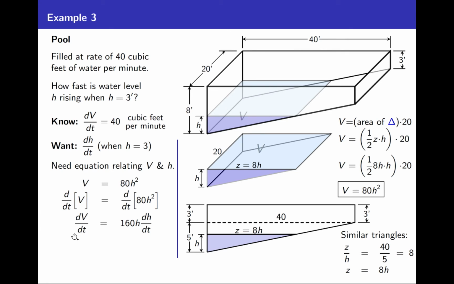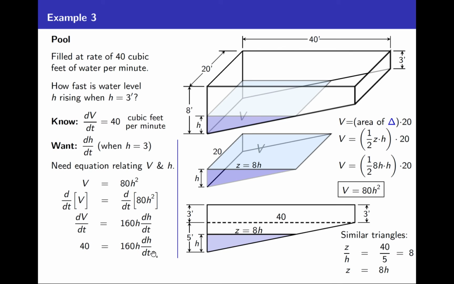So at this point, we have an equation relating these two rates of change, the one that we knew to the one that we want. At this point, we can plug in what we know. We know that dV/dt is 40 cubic feet per minute. That was given to us. So put in the 40 there. We get 40 equals 160h times dh/dt.